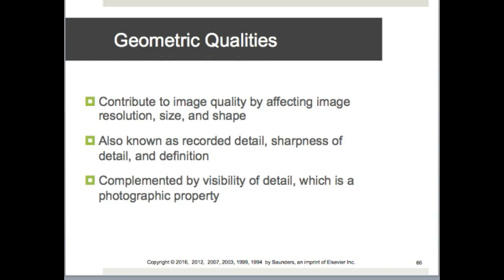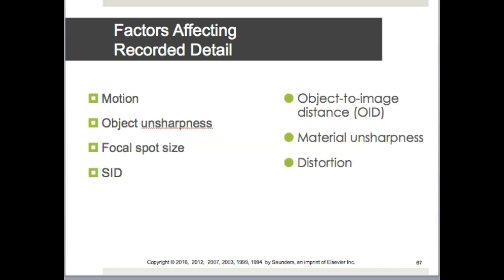So, geometric qualities. All right, here we go. They contribute to the image quality by affecting image resolution, size, and shape. They're also known as recorded detail, sharpness of detail, and definition. So we call it different things. Complemented by visibility of detail, which is a photographic property.